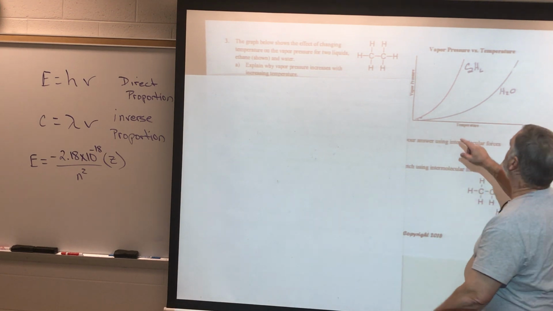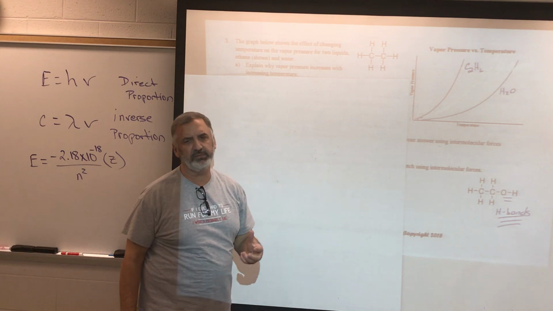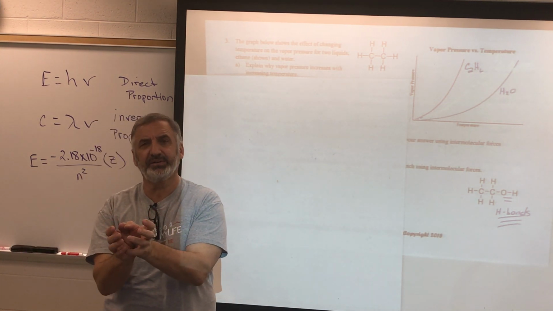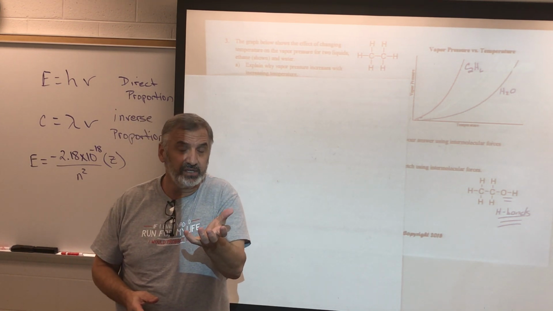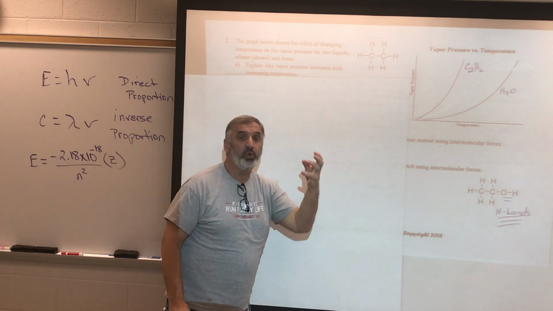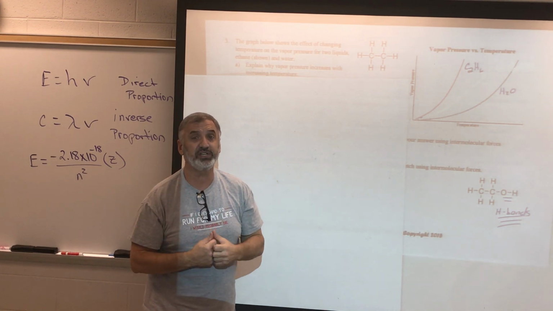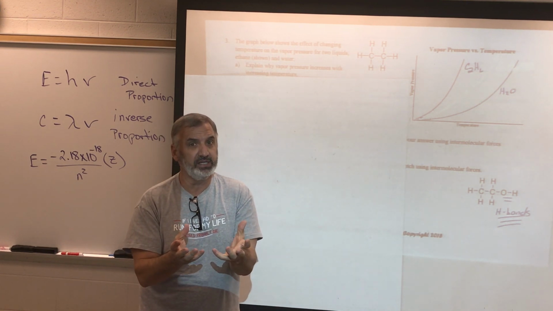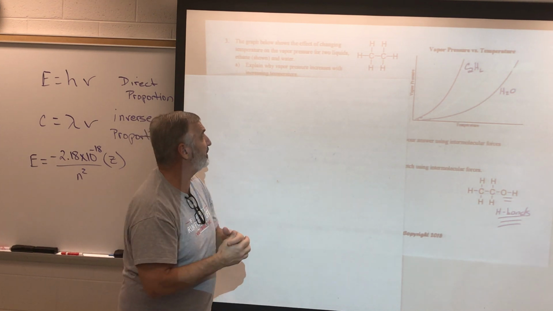So again, here's your vapor pressure curves. Explain why the vapor pressure increases with increasing temperature. Remember, vapor pressure is the pressure exerted by the vapor above a liquid. The faster a liquid evaporates, the more vapor there is, so the greater the vapor pressure. So if something has weak attractive forces, it evaporates quickly, it's got a lot of vapor, it's got a high vapor pressure. If it's got strong attractive forces, it evaporates slowly, and thus there's not as many vapor molecules above the liquid, and it's got a lower vapor pressure.